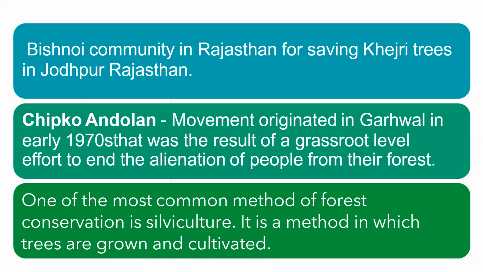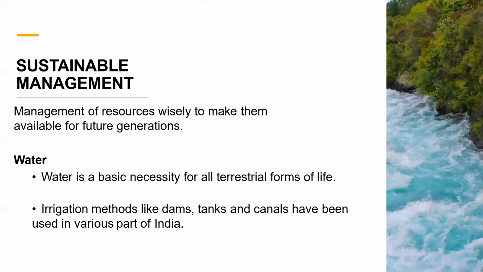Now, what is silviculture? It is a method in which trees are grown as well as cultivation has taken place. So that is known as silviculture. Next, sustainable management: when we are talking about sustainable management, it is the management of resources wisely to make them available for the future generation. As earlier we have seen how we are going to harvest water by rainwater harvesting projects.